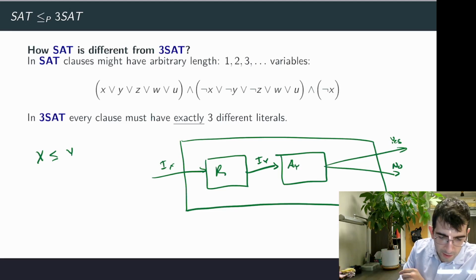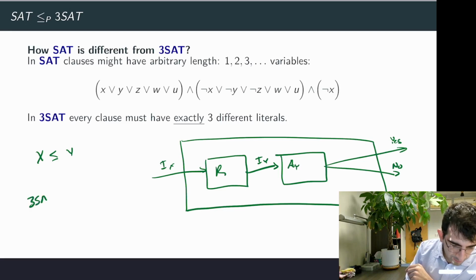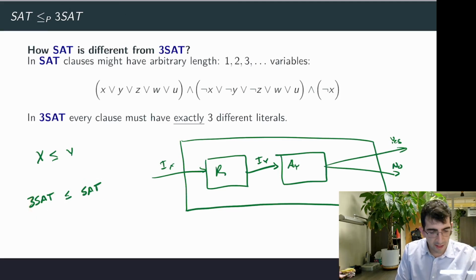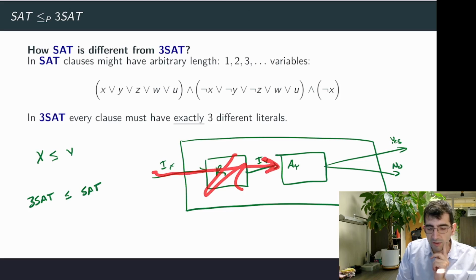And so the reverse reduction that was pointed out, 3-SAT reducing to SAT, is trivial, right? An instance of 3-SAT, you could put that directly into SAT and solve it. SAT includes all possible CNF formulas, including the ones that have only 3 literals. So this reduction is trivial. You don't even need the reduction here. You could just connect the input of X directly to Y and put it into the SAT solver.